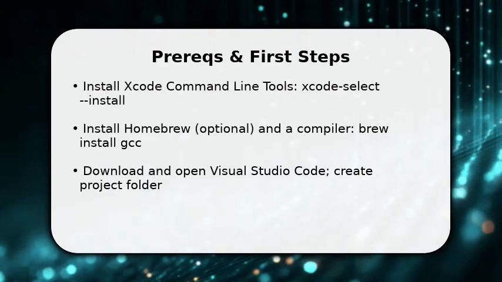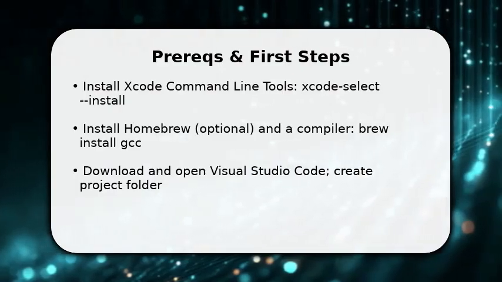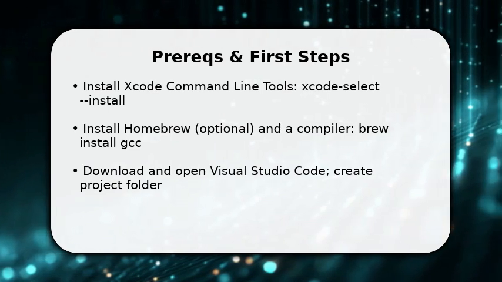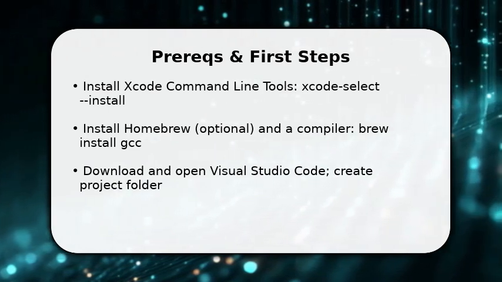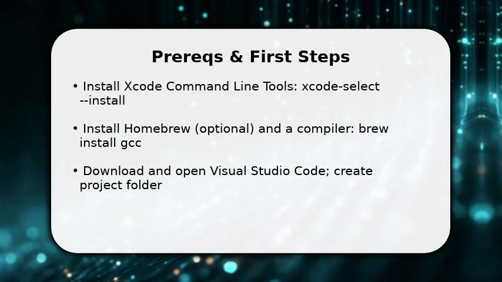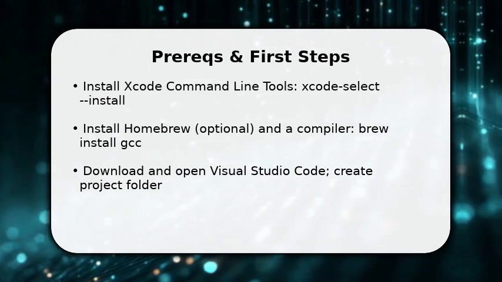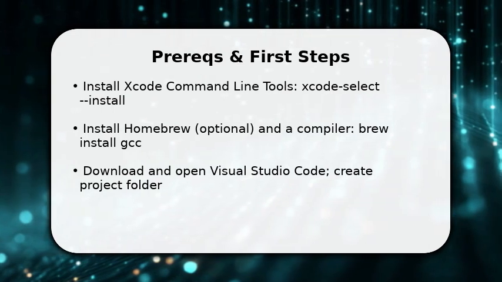You begin by preparing the macOS toolchain. Open Terminal and run xcode-select --install to get Clang tools. Once that finishes, optionally install Homebrew and run brew install gcc if you prefer g++.